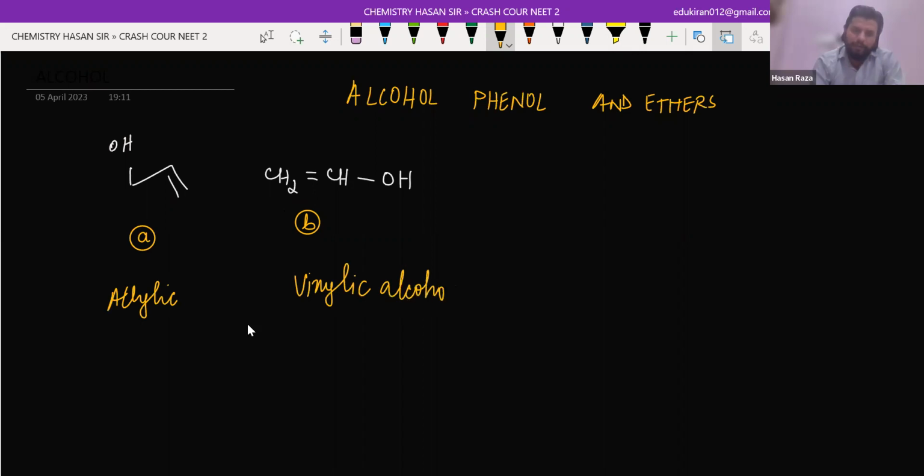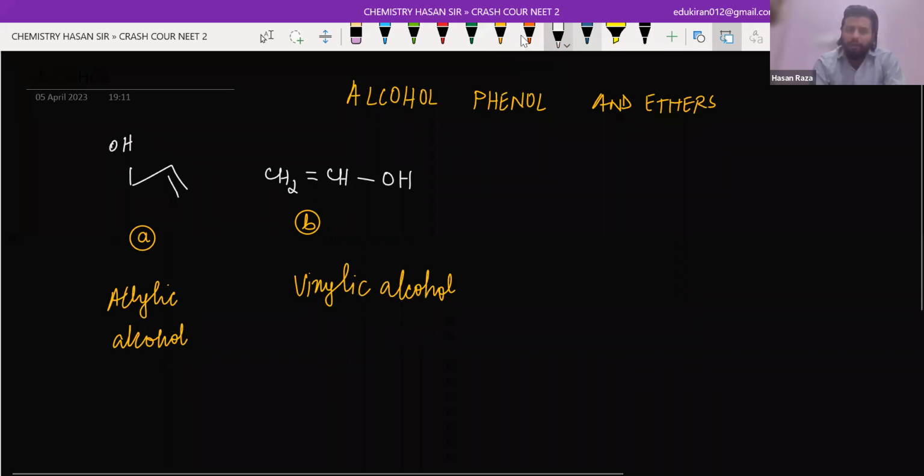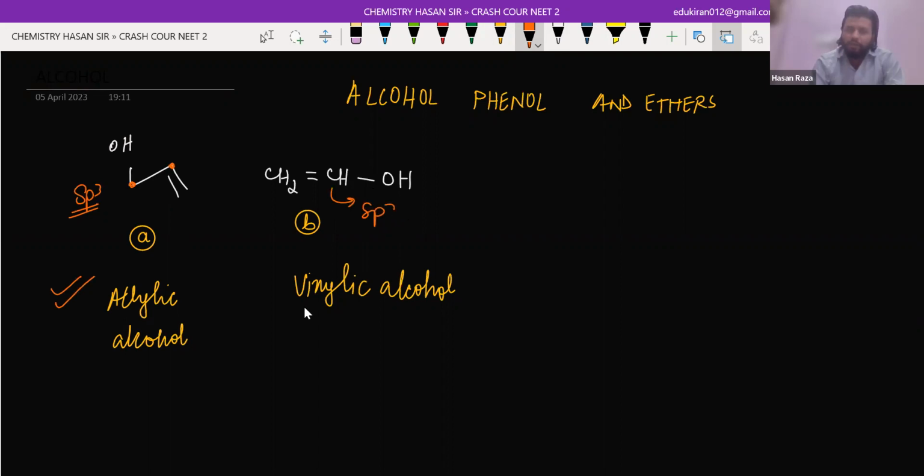As we already discussed in the previous chapter, allylic halide and vinylic halide, the carbon that OH is connected to should be sp3 and the adjacent carbon should be doubly bonded, that is allylic. And since OH is connected, it is allylic alcohol. And the carbon OH is connected to should be sp2, so that is vinylic. And since OH is connected, it is known as vinylic alcohol.